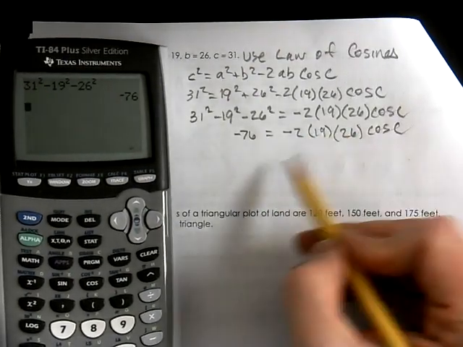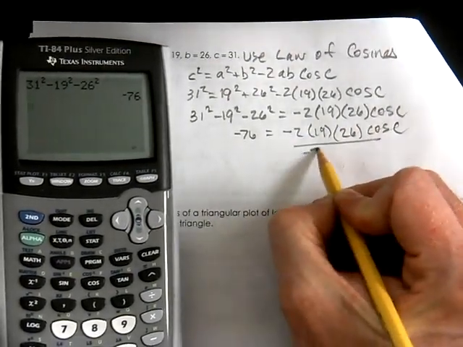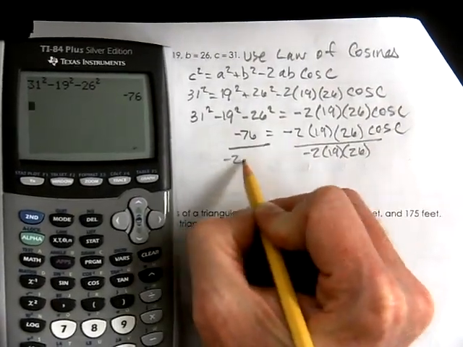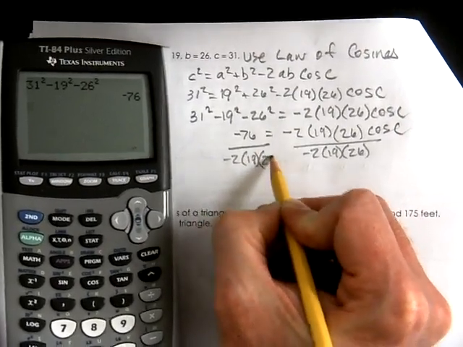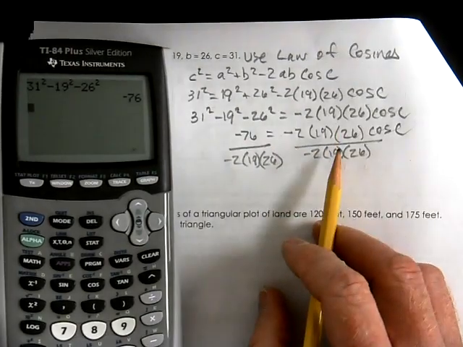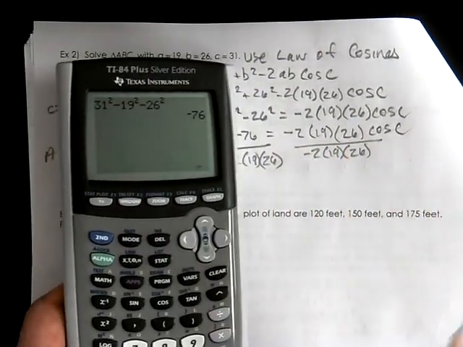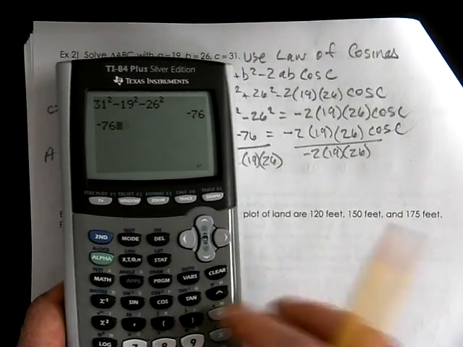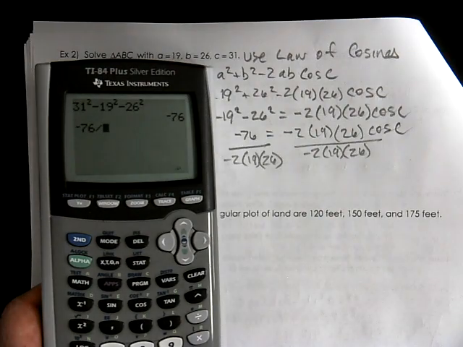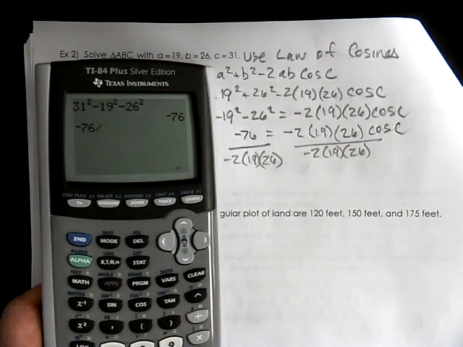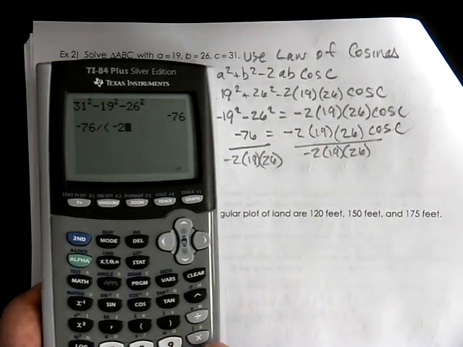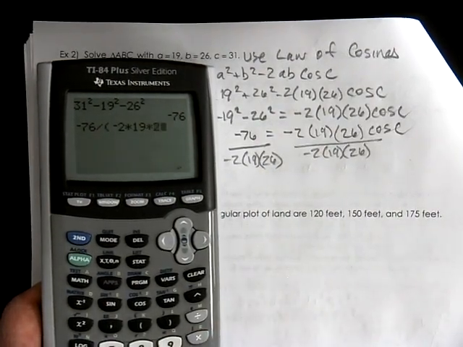You could multiply these together to divide, or you can just divide them. We can divide by negative 2 times 19 times 26. If you feel like you want to know what that number is, you could, but let's go to our calculator. We have negative 76 divided by. Now here's why finding that value might be helpful. You have to use parentheses, and you do negative 2 times 19 times 26.